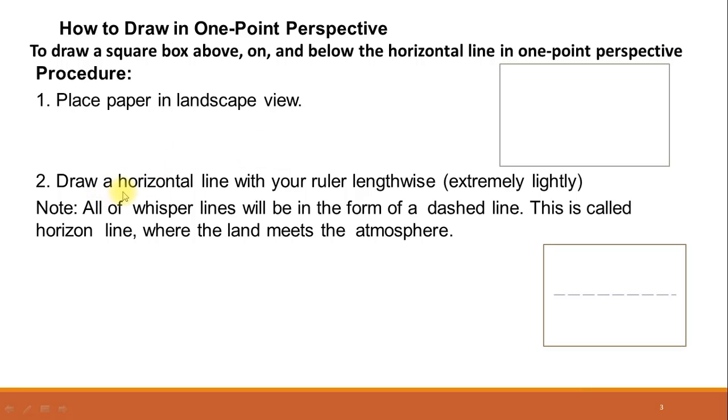Then draw a horizontal line with your ruler lengthwise, extremely lightly. This is the horizontal line. But note that for this horizontal line, all of the whisper lines will be in the form of a dashed line. This is the dashed line. This is called the horizon line, where the land meets the atmosphere.